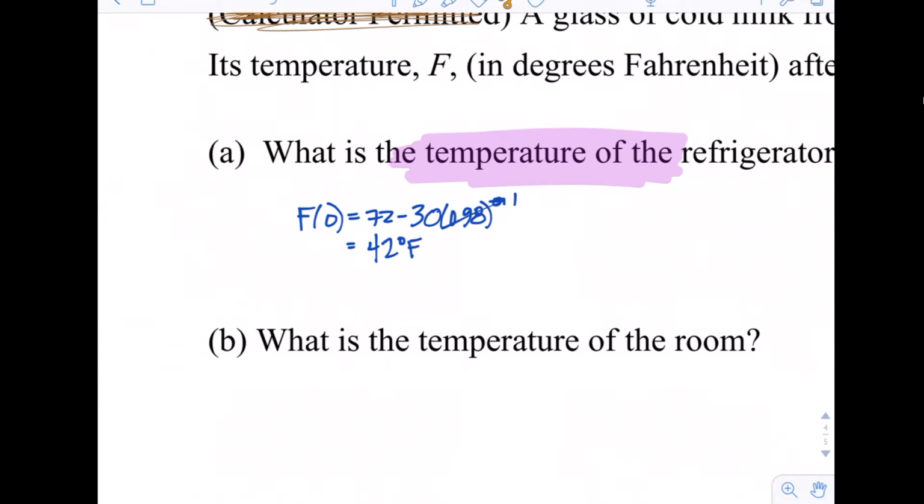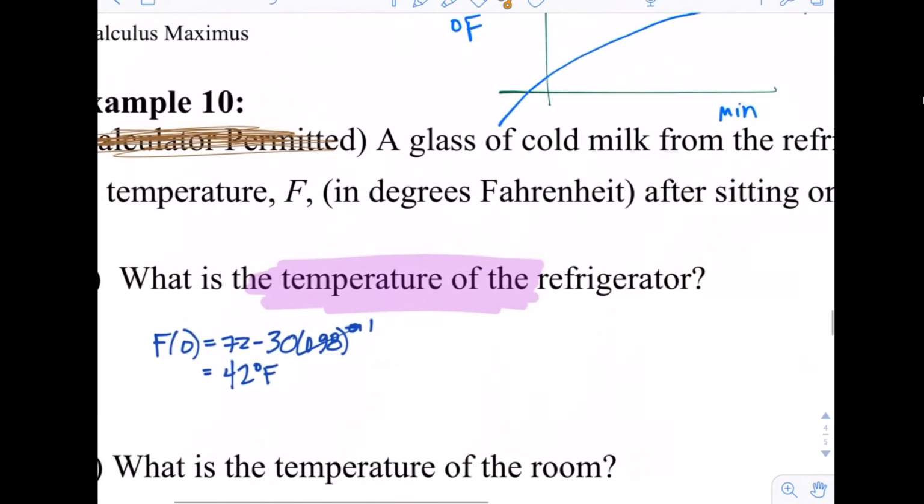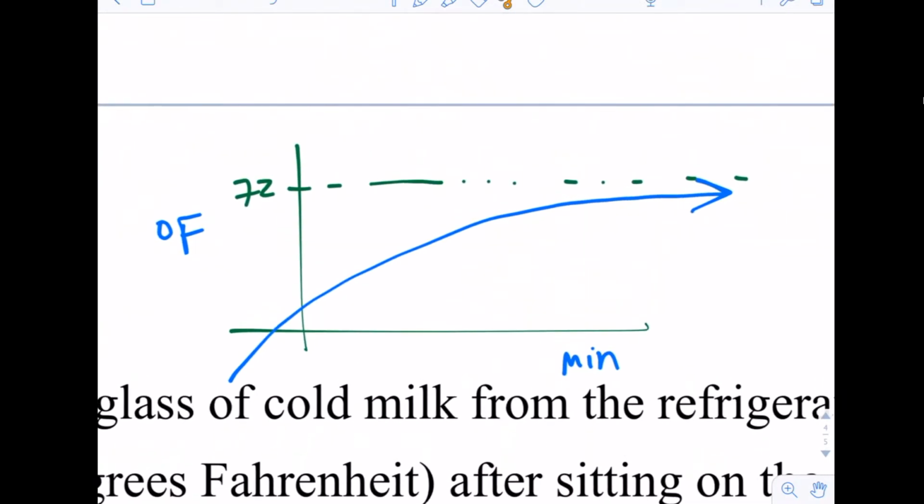What is the temperature of the room? On a wall. 72? How do you know that? Yeah. Very good. If you look at the graph that we did, it's approaching the upper limit of growth, which is the horizontal asymptote, which is 72.